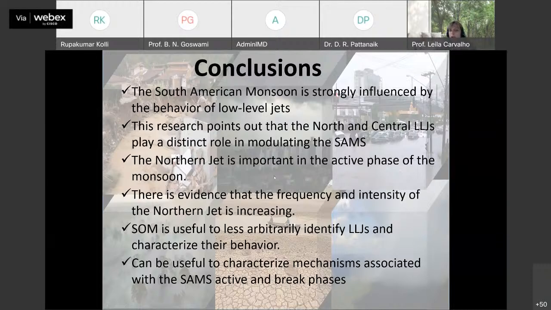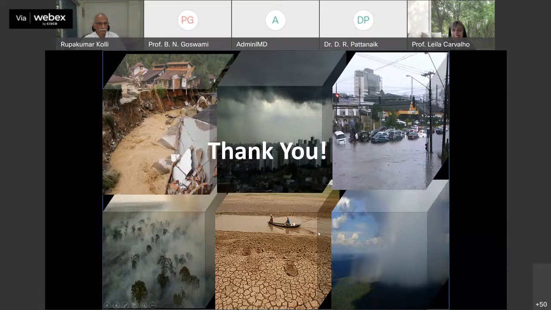The northern jet is more important for the active phase of the monsoon. There is also evidence that the frequency and intensity of the northern jet is increasing, which is important. And the SOM is a useful tool to be less arbitrary in identifying the jets and their behavior, and it can be useful to characterize mechanisms associated with the active and break phases of the monsoon. So thank you very much for your attention.